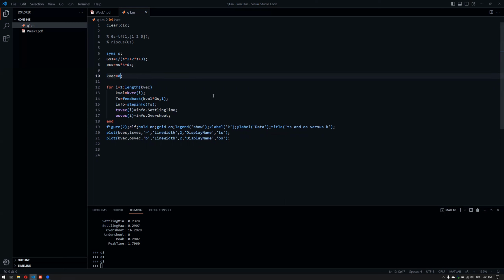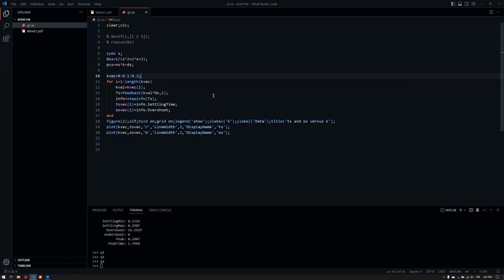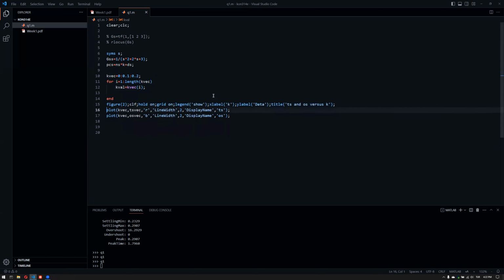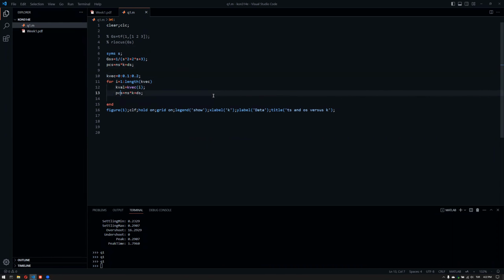So start from 0, with 0.1 steps, let's say up to 0.2. I'm going to increase the upper bound in a minute. So we have this k vector here, and we are going to get the k value. Now at this point, let me leave this one here maybe. I'm going to just take this one here, use k-val instead of k, and look for the roots of this.